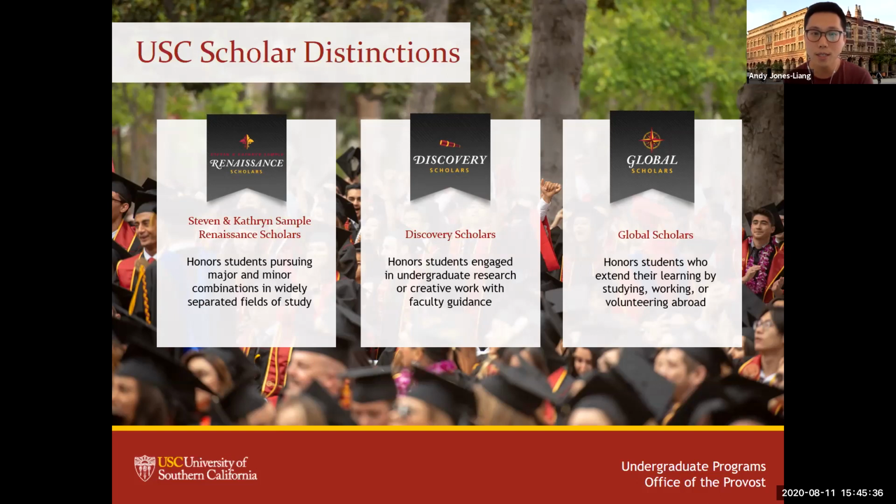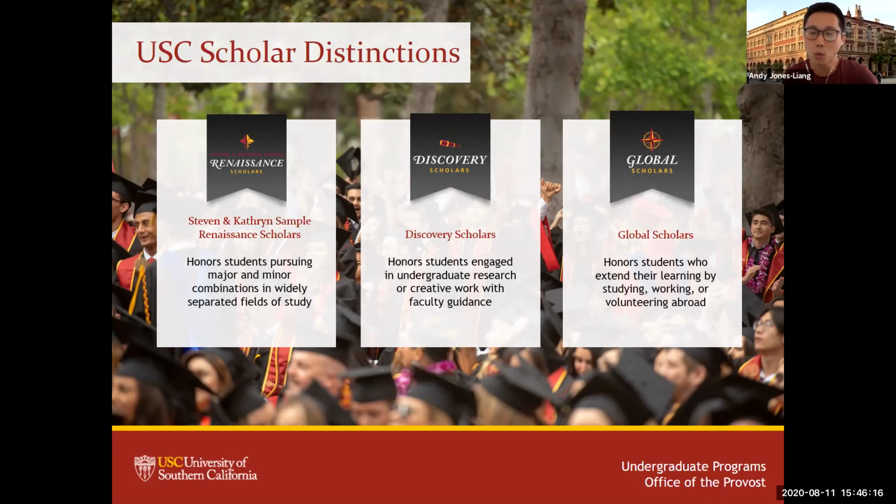So these 3 categories, the first one is Renaissance Scholars. So again, going back to the idea of if you want to do a major and a minor, or even a double major, given your schedule and what's allotted in the time that you have to complete your degree, and you are pursuing concentrations that are vastly different from one another. So for example, if you're a biology major and a music minor, one is in the sciences, one is in the arts, that will qualify you to become a Renaissance Scholar. So you can submit to become a Renaissance Scholar, and that could be a distinction that you earn upon graduation.